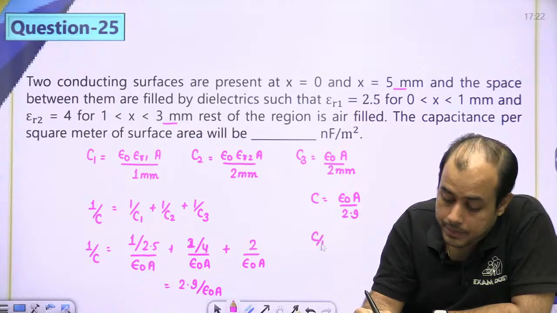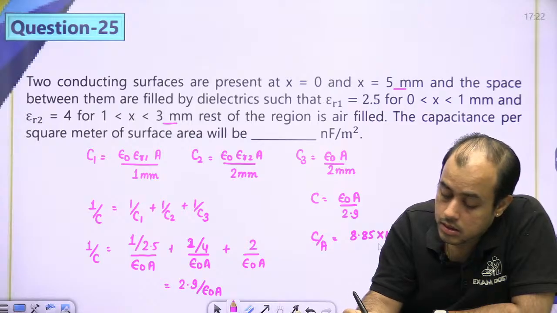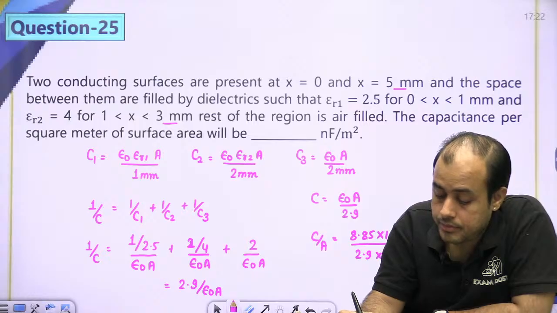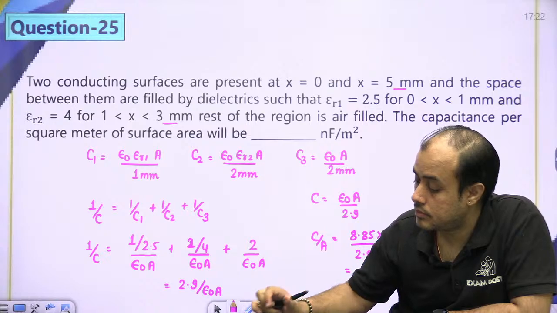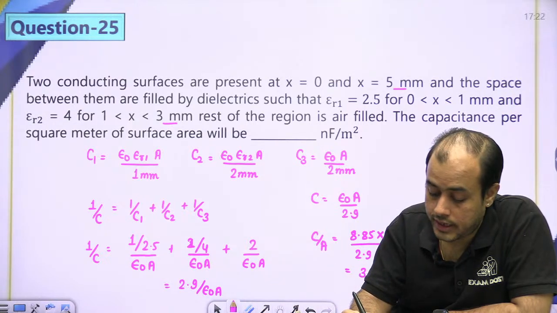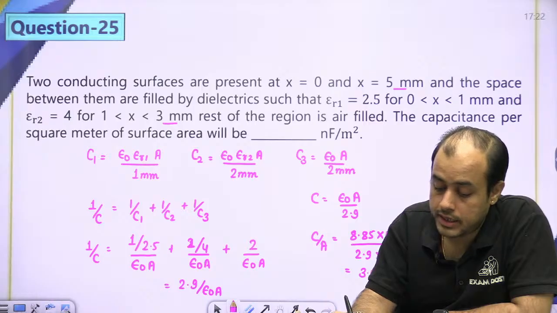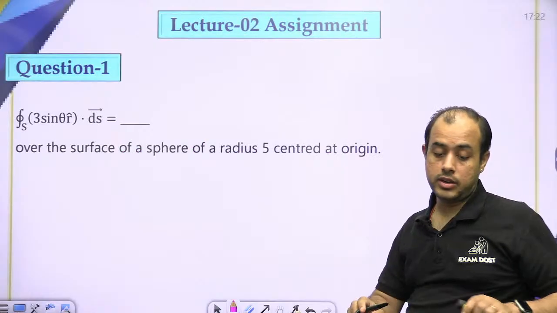But it is asking capacitance per unit area. Now this 2.9 is going in mm. 0.053 nanofarad per meter square. Okay, clear?